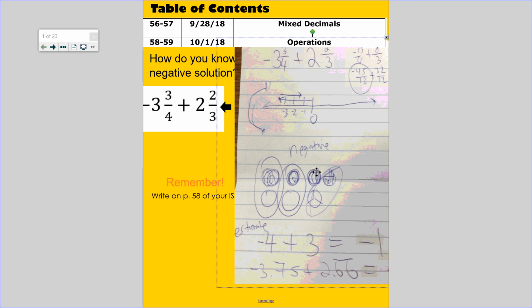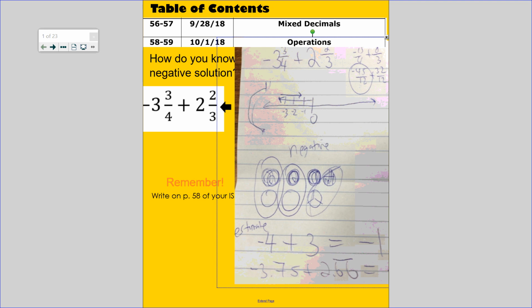I can estimate. Negative 3 3/4 is close to negative 4. 2 2/3 is close to positive 3. So, more negatives than positives, it's about negative 1. I can turn it into decimals. Negative 3.75 is the same as saying negative 3 3/4. 2 2/3 is the same as saying 2.66 repeating, and there are more negatives.